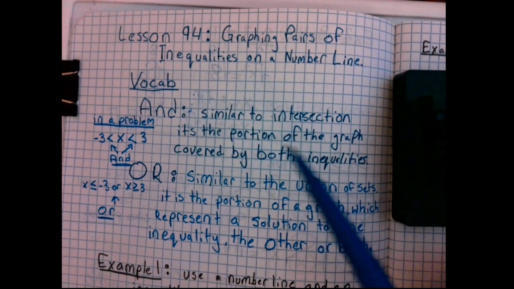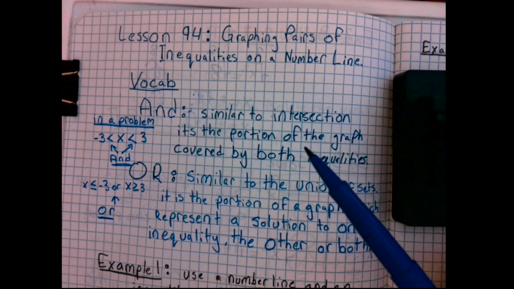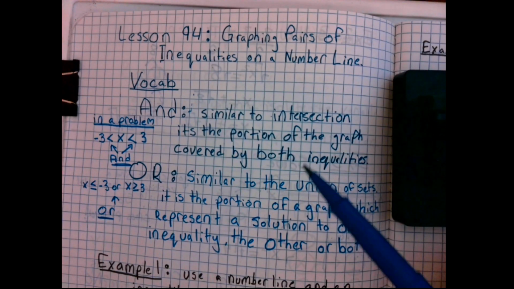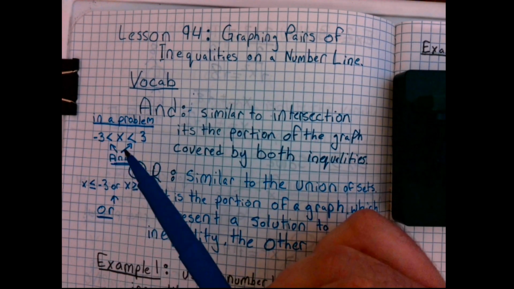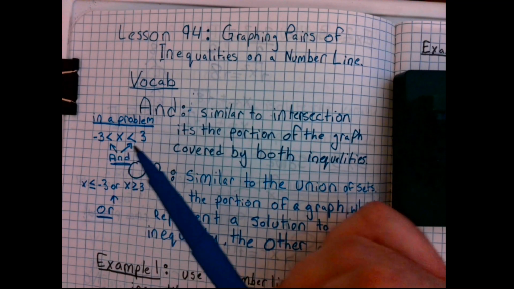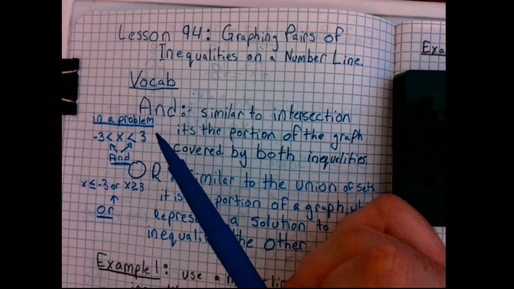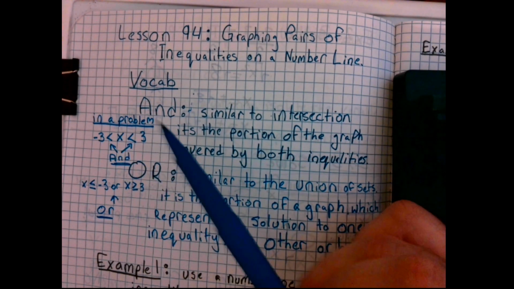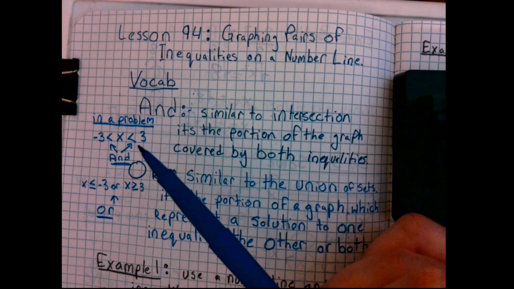It's the portion of a graph that is covered by both inequalities when we're talking about a problem where we're given two inequalities. So we might have, for example, x is greater than negative 3 and x is less than 3. That's how we would read this. You could also say negative 3 is less than x and x is less than 3. What this means is if you graphed each of these separately, the answer to this whole problem would be the area of the graph that is covered by both.